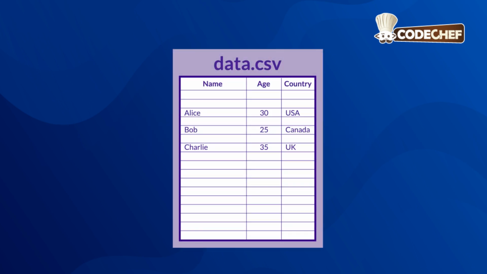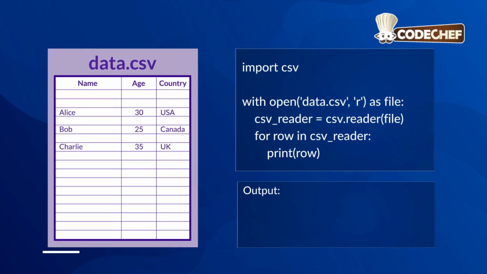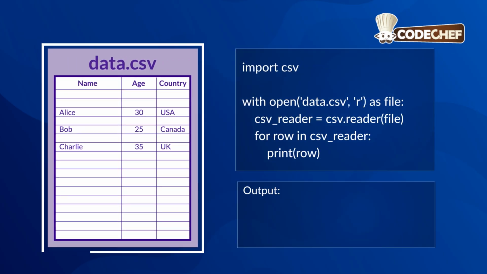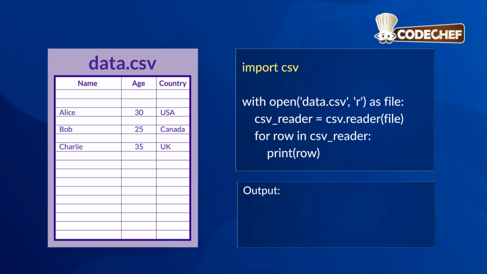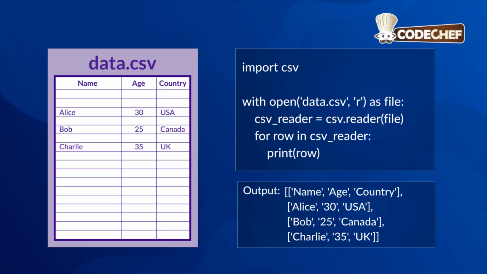Think of it as a simple spreadsheet saved in a text file. Each line is a row, and commas separate the values in that row. Python's built-in CSV module makes it incredibly easy to work with. To read a CSV, you create a reader object. This lets you loop through the file, and it gives you each row as a list of strings.